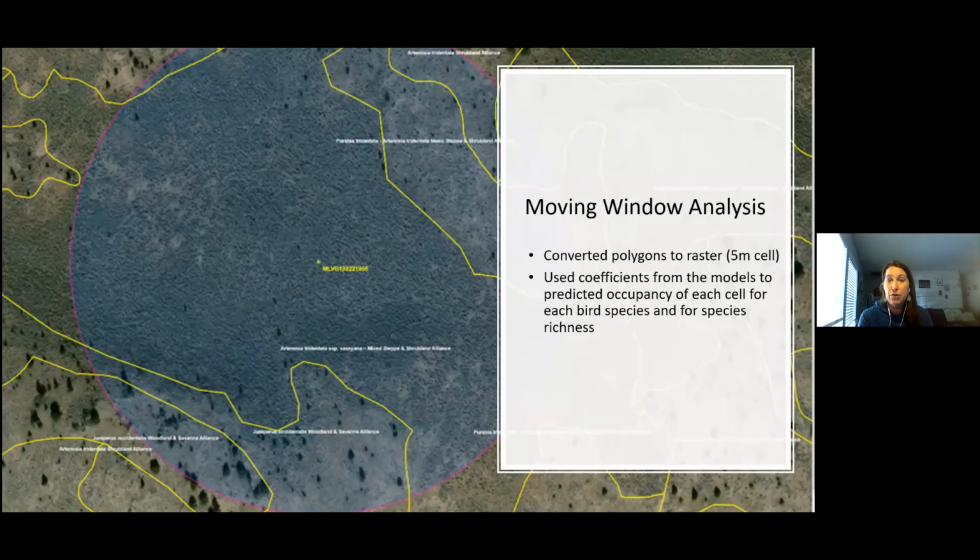And then we wanted to interpret these variables into spatially explicit information at a landscape level. We used a moving window analysis to map the landscape composition across the study area. And we used the coefficient estimates from the models to map predicted occupancy for each of the 88 bird taxa that we modeled. And we also did this as a composite map for predicted species richness.